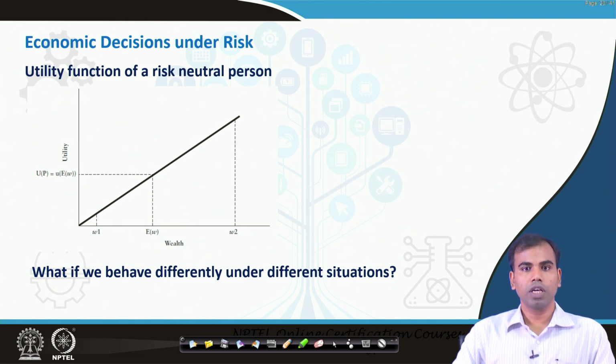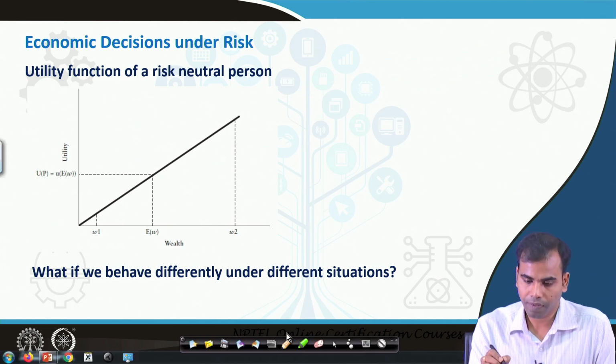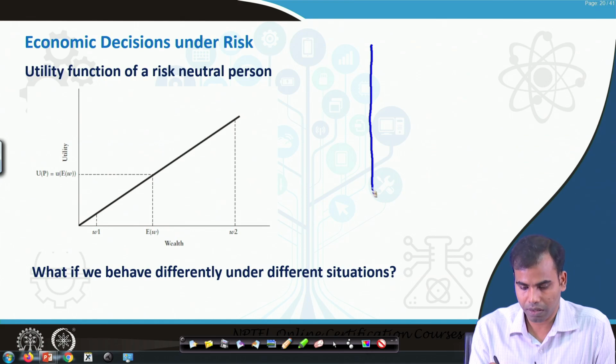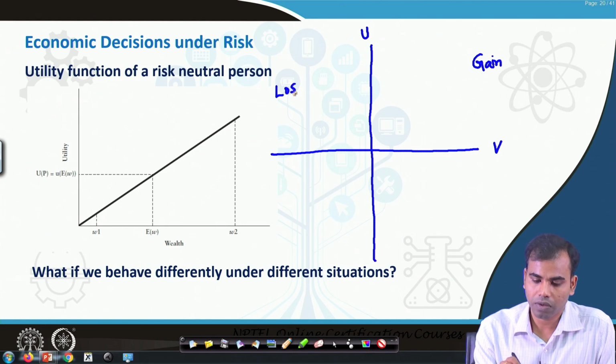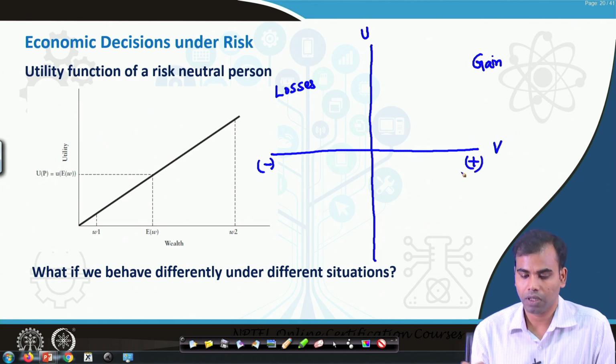This can be shown with the help of a combined graph, where I can take clues from the research done by Daniel Kahneman and Amos Tversky, and the graph is as follows. So, if this is my utility line and this is basically the wealth or value line, this particular zone is for gains, whereas this is for losses, which means the value will be negative here and positive here.